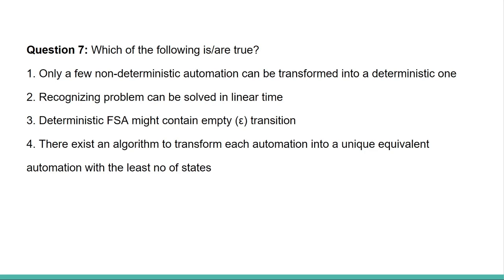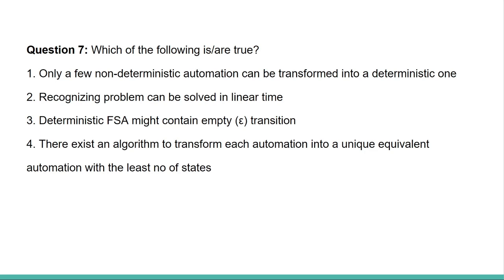Next, let's discuss the seventh problem. The seventh problem is: which of the following is or are true? Option 1 is only a few non-deterministic automata can be transformed into a deterministic one. Option 2 is the recognizing problem can be solved in linear time. Option 3 is a deterministic FSA might not contain empty epsilon transitions. Option 4 is there exists an algorithm to transform each automaton into a unique equivalent automaton with the least number of states.